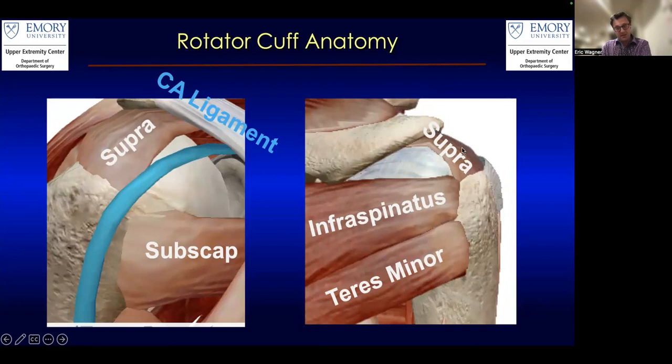And then on the back side, you have your supraspinatus coming in, you have your infraspinatus here, and you have your teres minor coming around the back. So infraspinatus goes around the back and it wraps around the top too. So there's two parts of the infraspinatus. And then the teres minor is just around the back.